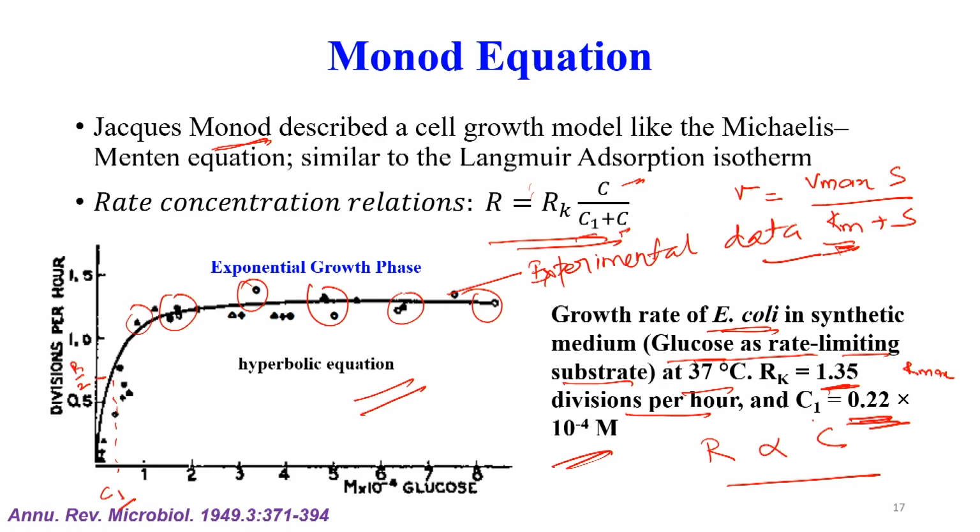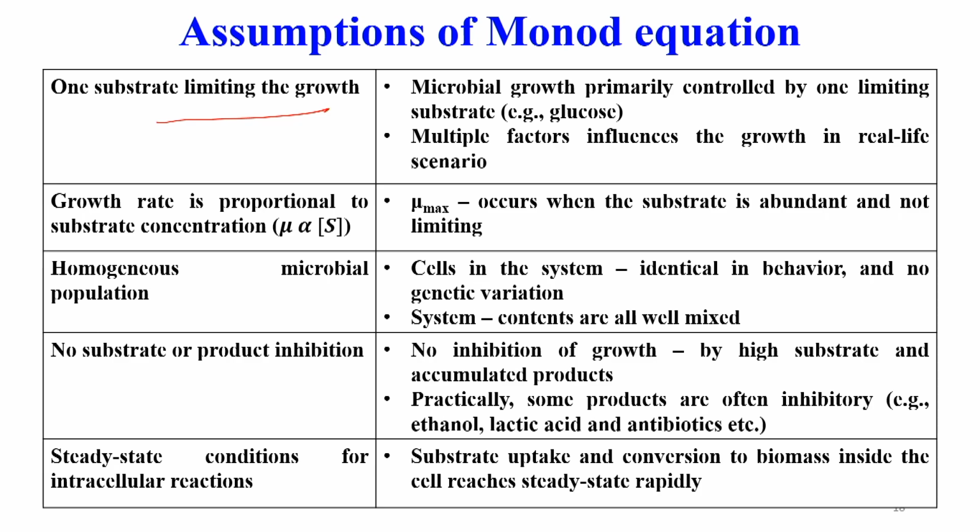So, this is a good comparison between the Michaelis-Menten equation and the Monod equation. Now, in the Monod equation there are certain assumptions. The first one is that one substrate is growth limiting. So, it says microbial growth is primarily controlled by one limiting substrate, it may be glucose or any other carbon source. Now, second is growth rate is proportional to the substrate concentration.